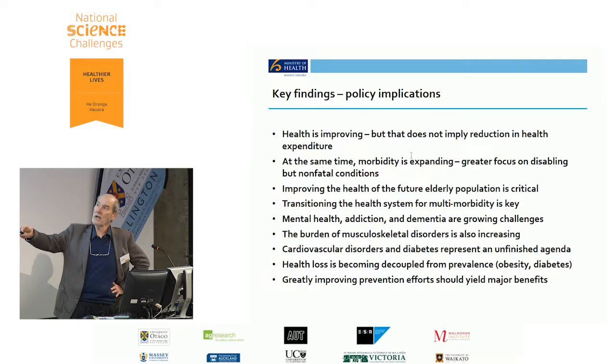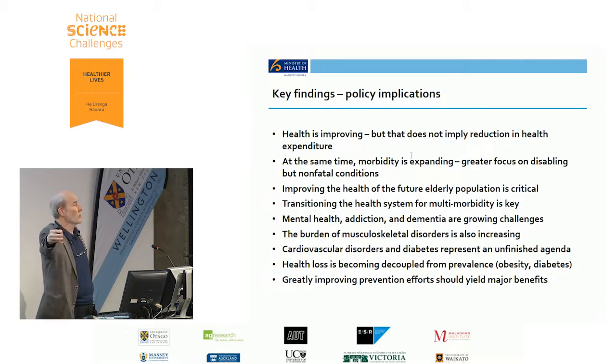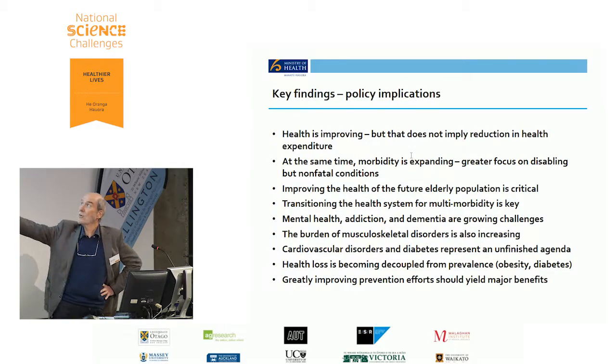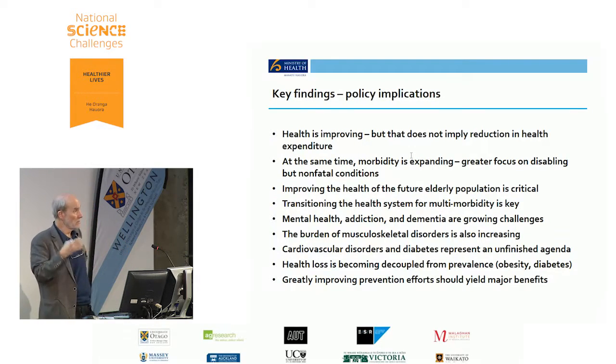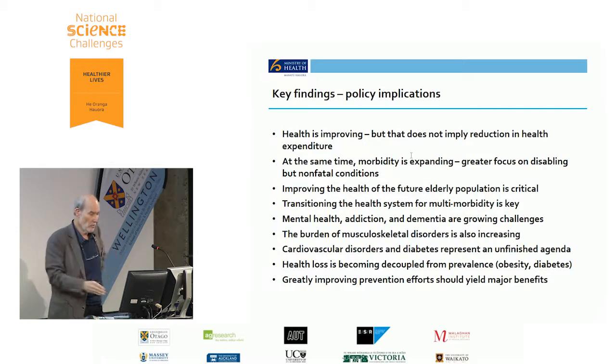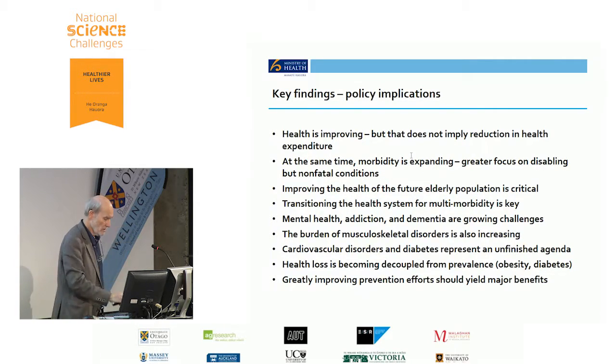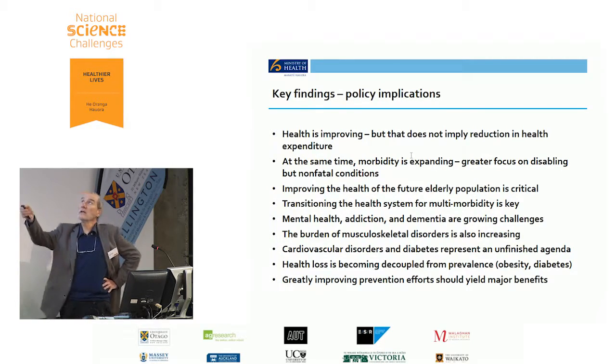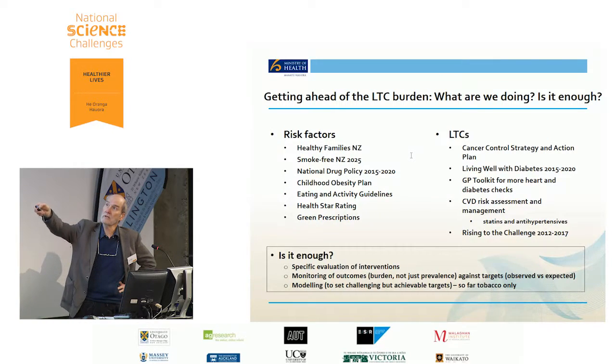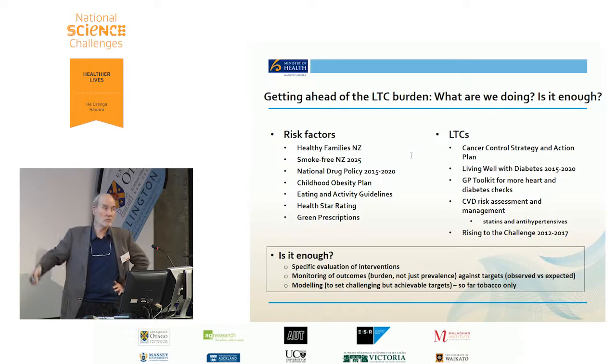Health loss, nonetheless, is becoming decoupled from prevalence. We are living with people who are surviving better with their obesity and their diabetes. They are being better managed, but they're not going away. Greatly improving prevention, again, something we've heard already. So, are we doing enough? What are we doing? There's a whole series of things that New Zealand is acting on in relation to risk factors.